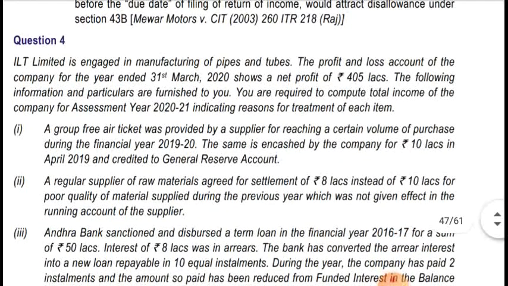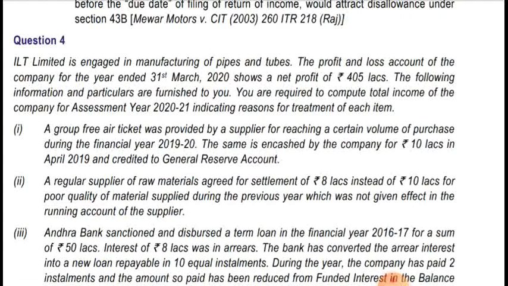Number 2, a regular supplier of raw material agreed for a settlement of 8 lakhs instead of 10 lakhs for poor quality of material supplied during the previous year, which was not given effect in the running account of the supplier. Okay, so 10 lakh was payable and it has been reduced to 8 lakh. So we are assuming that 10 lakh has already been allowed in the previous years. Okay, so only 8 lakh we have to pay, so we can consider that 8 lakh should have been allowed, while they have claimed 10 lakh as deduction in the previous year.